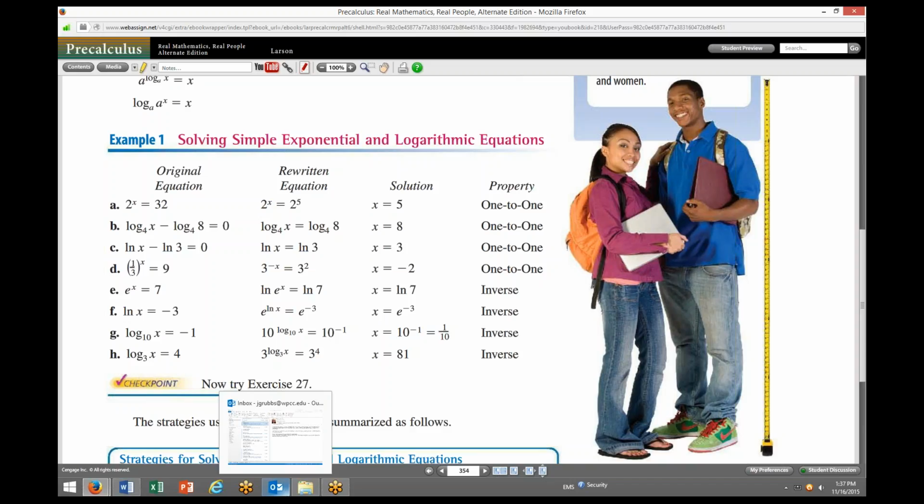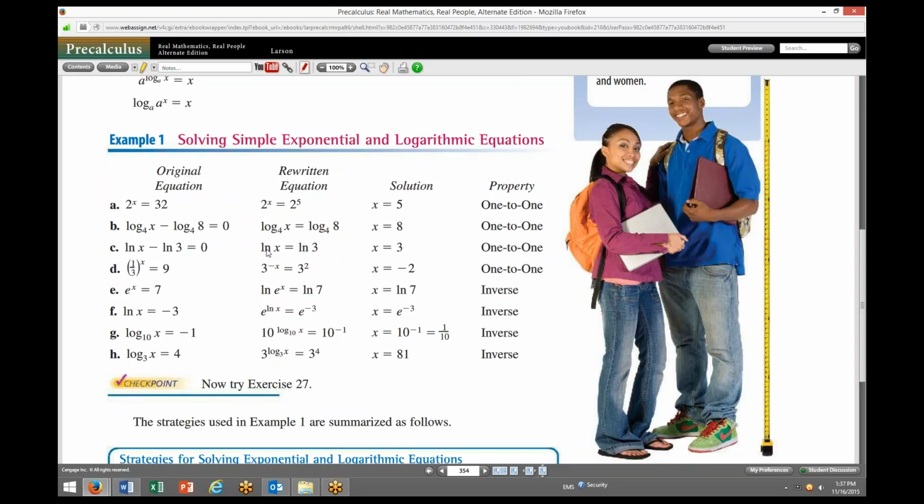The next one reinforces that using natural logs. Natural log of x minus natural log of 3 equals 0. Well, add natural log of 3 to both sides of the equation, ending up with natural log of x equals natural log of 3. Interestingly, you don't have to use your calculator and find out how much is a natural log of 3. You don't have to do that.